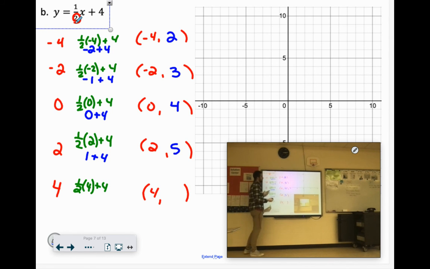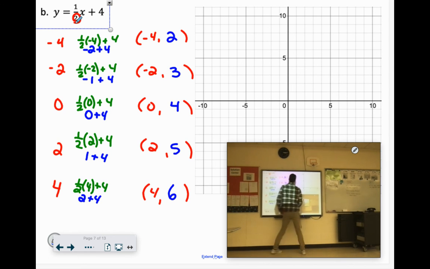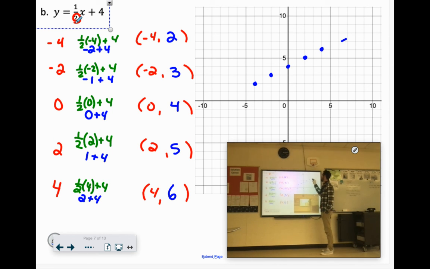Now you might also be able to notice a pattern. Look at our y values, 2, 3, 4, 5. So this one should be 6. Let's double check. Half of 4 is 2 plus 4 is 6. Great. So we can graph these points now. -4, 2, -2, 3, 0, 4, 2, 5, 4, 6.